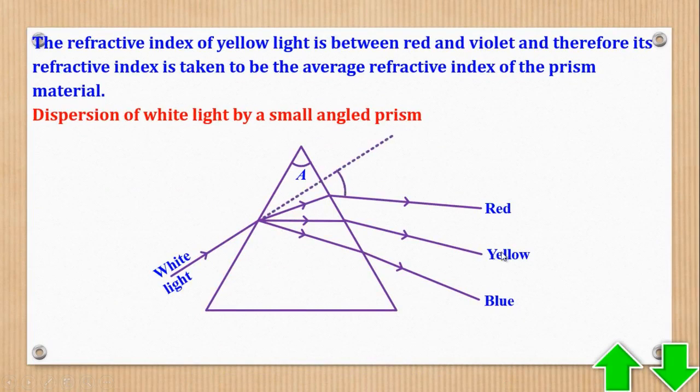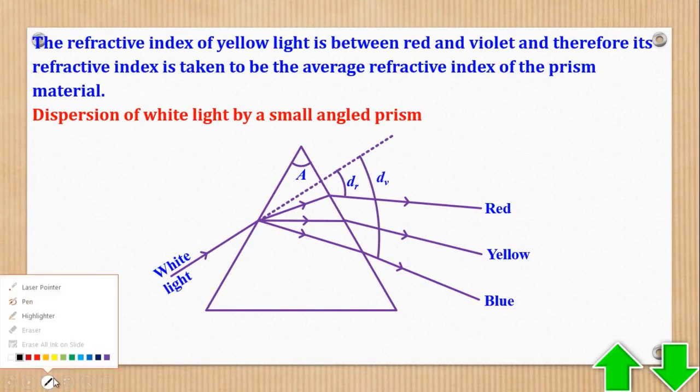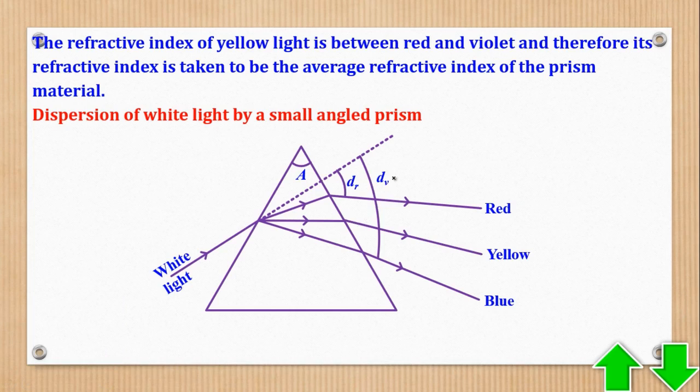So I have deviations, but if you look at the one for red and the one for blue, you should put B, not V. Blue, this one will now be the mean deviation for both red and blue. And we also have what we call angular separation. This is the angle. The difference between the two deviations is the angular separation between red and blue rays.